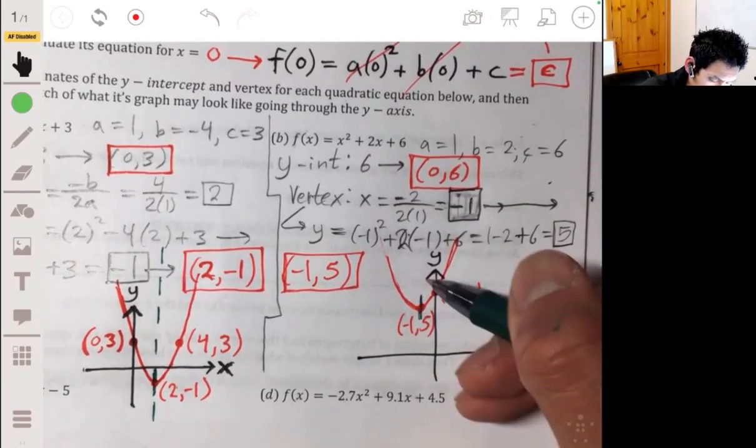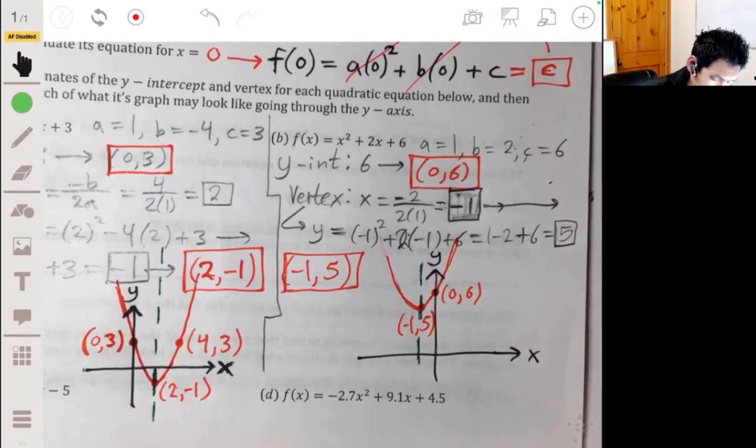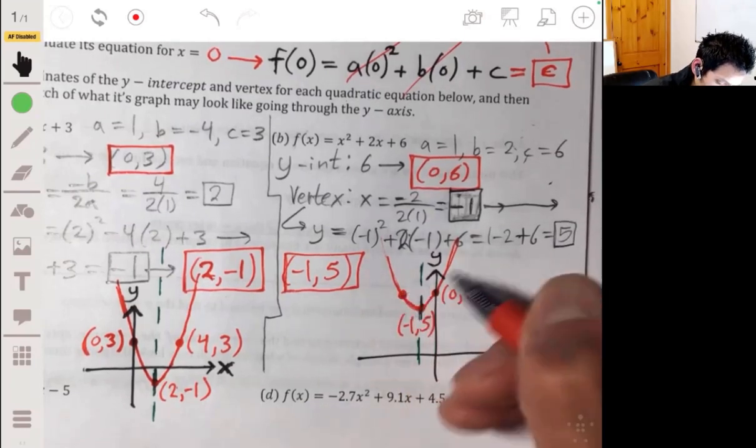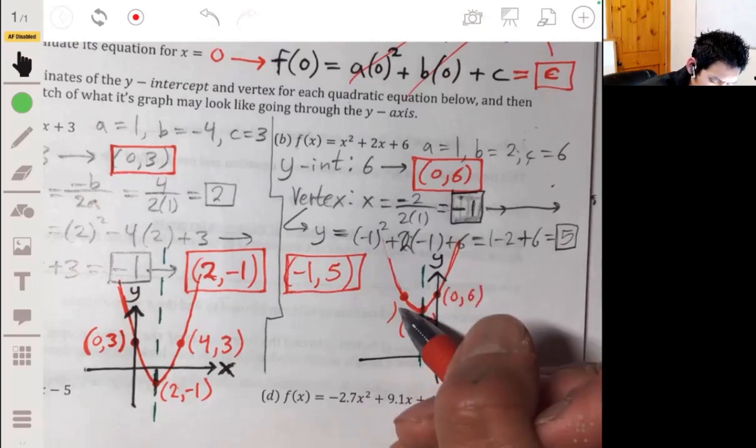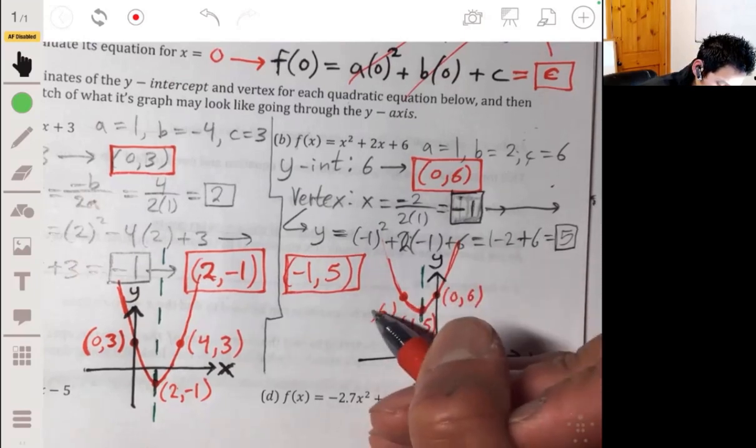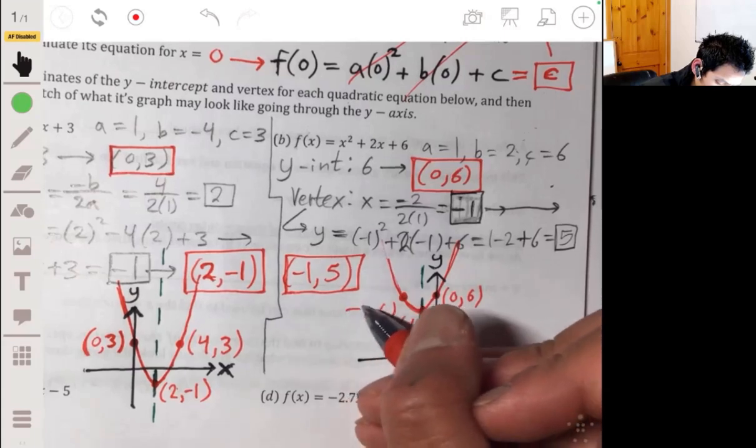And from there, we can know what the line of symmetry is. This is the green dashed line. And on the left, what will this point be? Reflecting 0, 6 will be, y will be 6 again, and x will be negative 2.